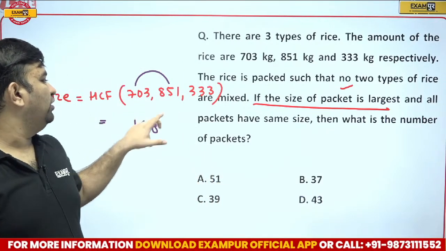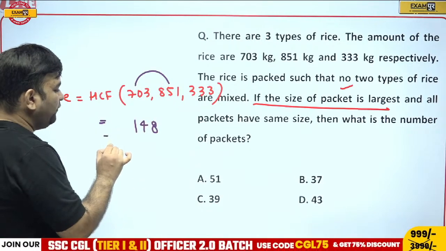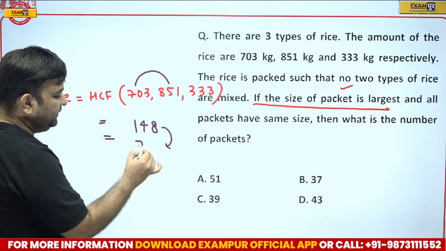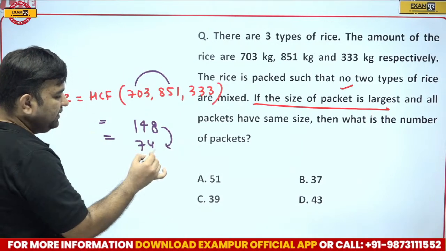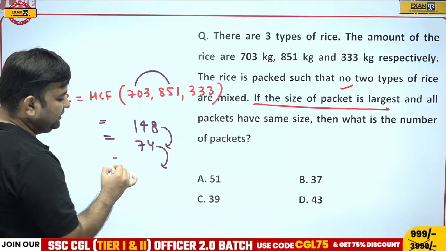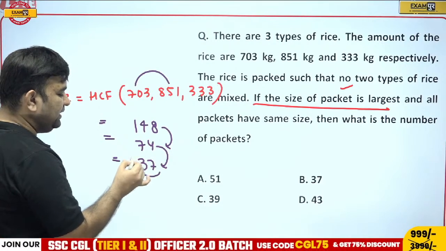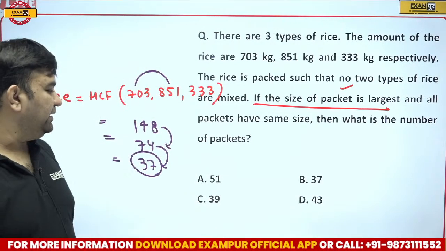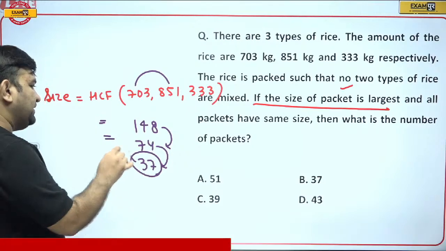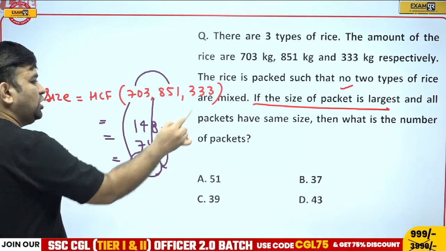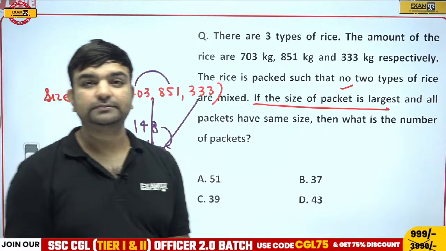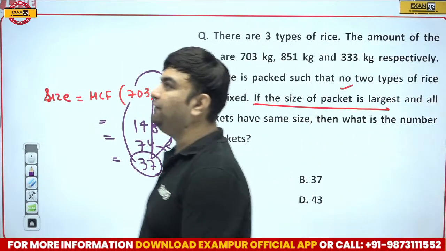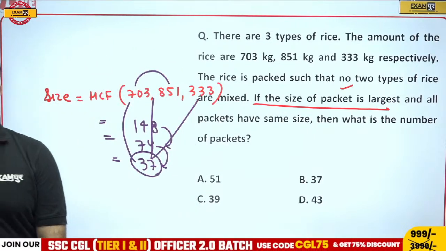Now, 148 cannot divide the odd numbers, so I will go for its factor. Its first factor is divide by 2, 74. Again, 74 is an even number and cannot divide the odd numbers, so I will go for another factor, 37. 37 is an odd number, so 37 is definitely going to be the highest common factor. You can try, guys.